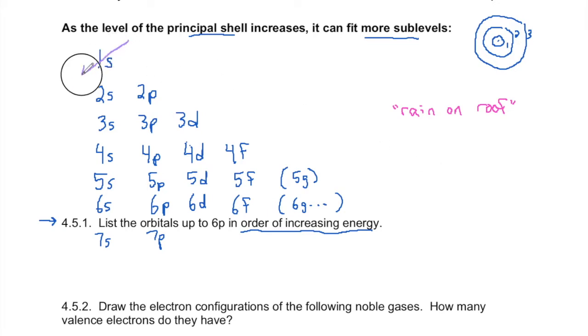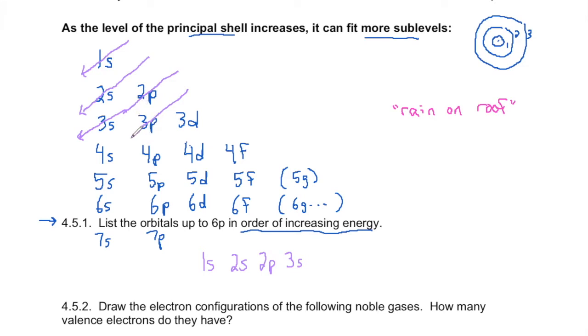So the first rain that falls hits the 1s orbital. And then the next one falls and hits the 2s orbital. And then the 2p, and then the 3s, and then the 3p. And at this point, you're kind of in the same order as if you just read them off a normal way from left to right. You don't really need the diagonal rain.